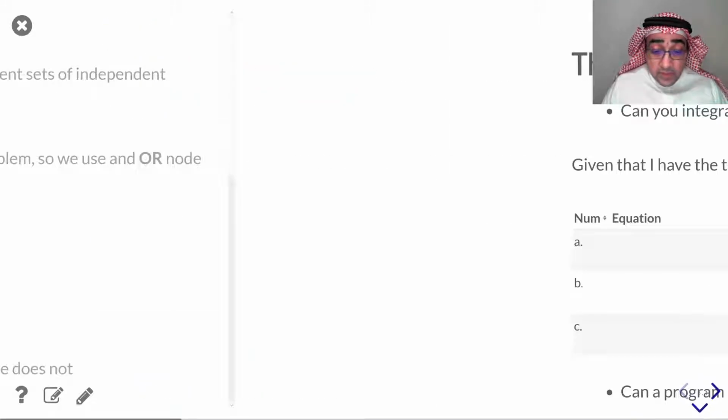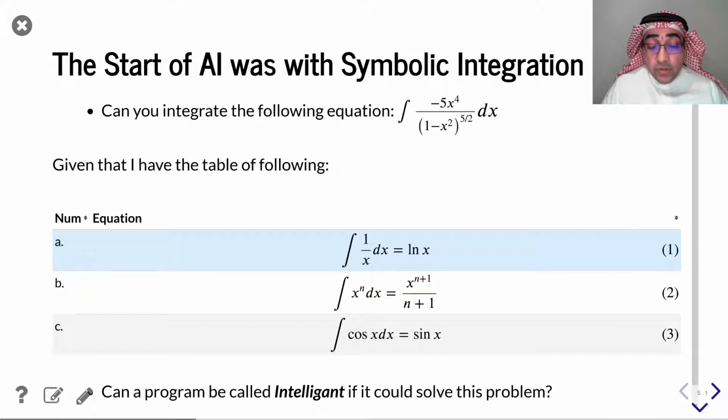So let's go to the integration problem now. Now I am actually choosing over here a fairly difficult problem. So this is the problem: integration of minus 5 x to the power 4 divided by (1 minus x squared) to the power of 5 over 2 dx. This is a fairly complex problem. If you'd like, you can pause the video over here and try to attempt this on a piece of paper and find the solution. Now I'll caution you that the solution is not easy. It's not done in 1-2 steps. You'll have to do a few steps to get this integration.